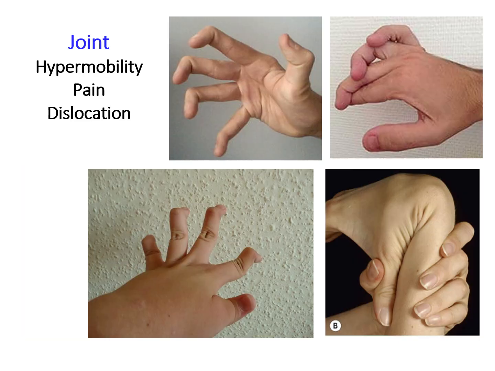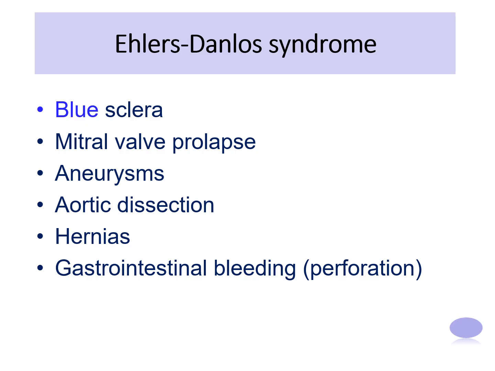Their joints are hypermobile. They also are painful, and they can have joint dislocation. If you try to do any of those moves, you probably won't be able to. In addition to the skin and joints, they can have blue sclera, mitral valve prolapse, aneurysms, aortic dissection, hernias, gastrointestinal perforation, and bleeding, as I mentioned.